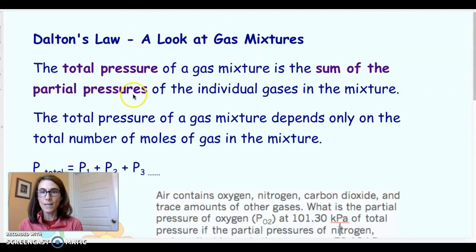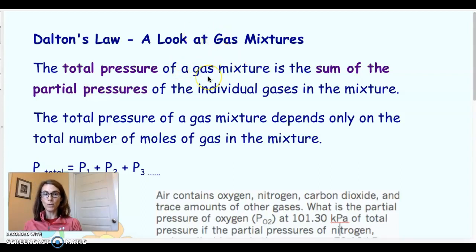Good morning. Today we're going to talk about a new gas law, Dalton's law. You've probably heard the name John Dalton before. Remember talking about him when we talked about our scientists earlier in the year. Today we're going to look at his law of partial pressures. We're going to look at what happens to pressure when we have a mixture of different gases. This one's pretty easy to understand.